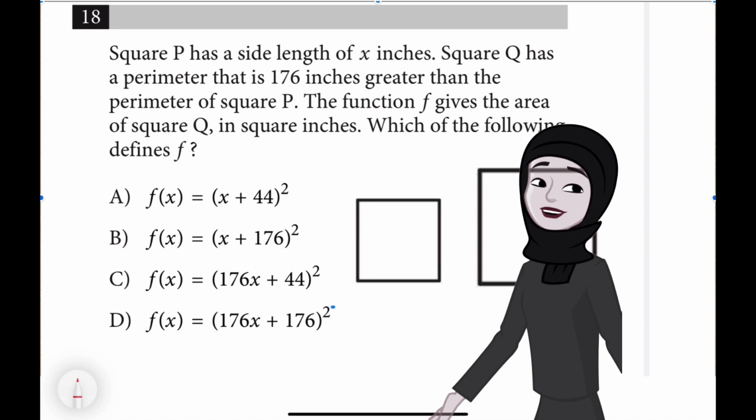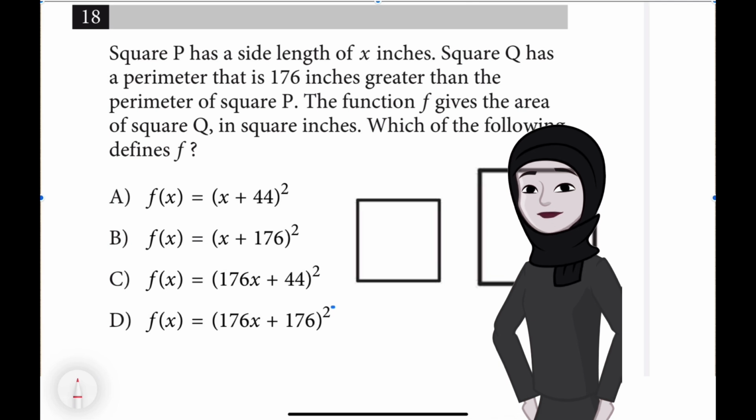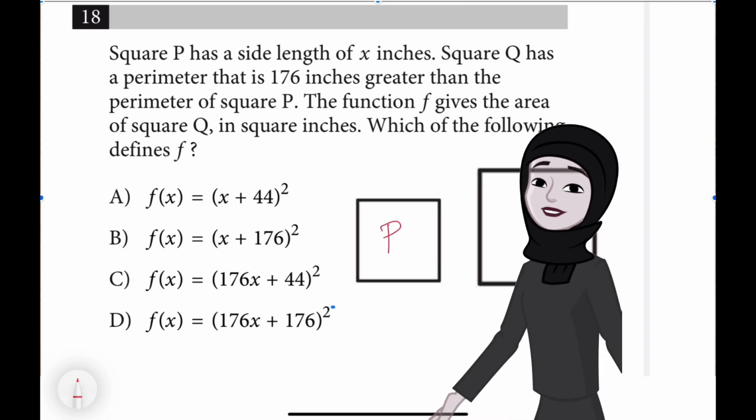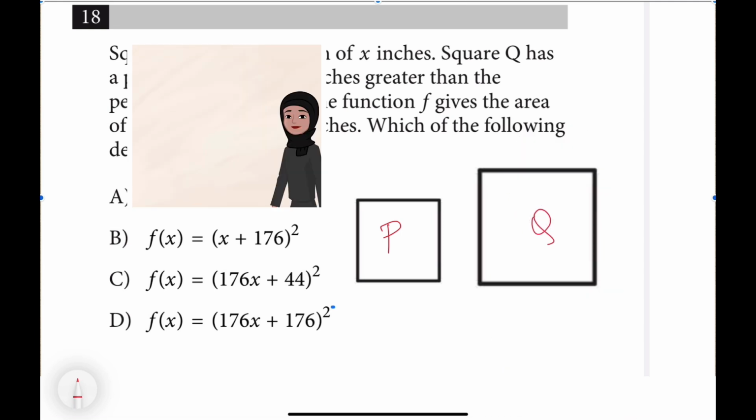The diagrams over here, I have drawn them or pasted them here. They have not been given with the question. So let's say this is square P and this is square Q. And they have already said that square P has a side length of x inches. So let us just mark that all around P. And square Q, what has been given? It's given that square Q has a perimeter that is 176 inches greater than the perimeter of square P.